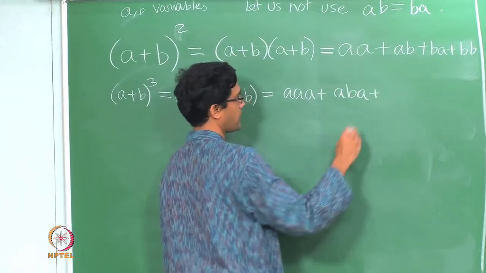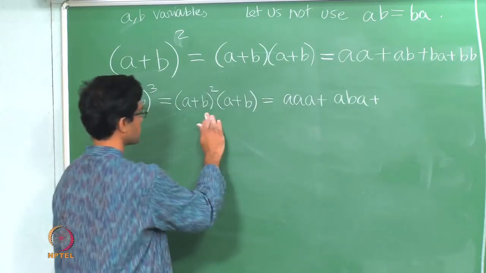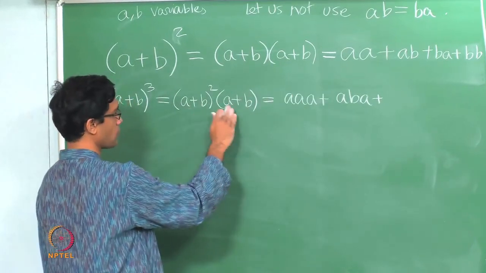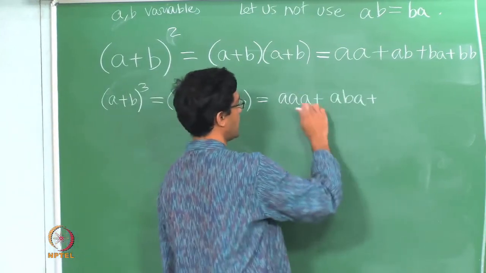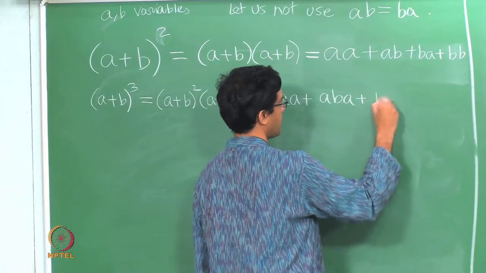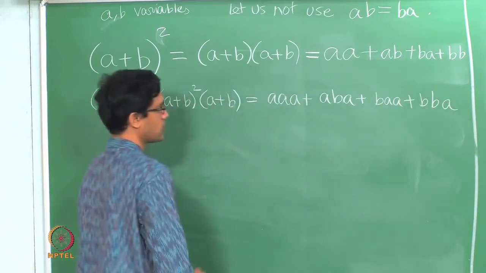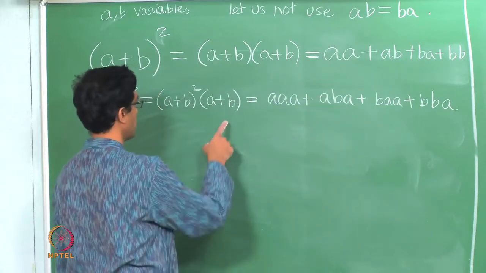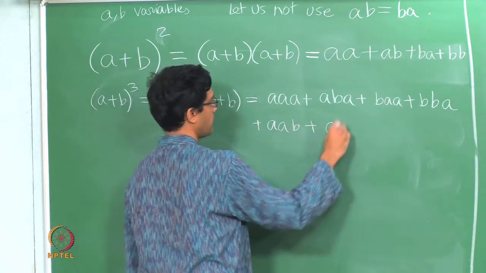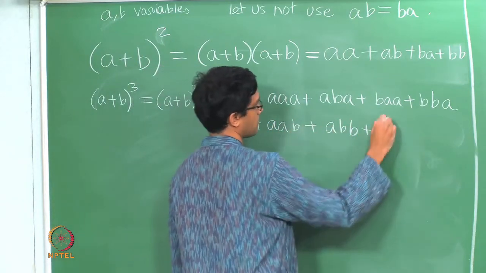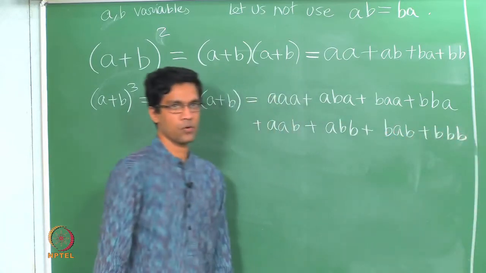So again, if you want to compute (a+b) cubed, it's (a+b) squared further multiplied by (a+b). I know what (a+b) squared looks like. To that I need to attach an a on the right and a b on the right and add them up. So it's AAA, ABA, BAA, BBA. These are the 4 terms which I get if I attach an a to the right of these 4 terms, and then if I attach a b I get plus AAB plus ABB plus BAB plus BBB. Okay, so that's (a+b) whole cubed.